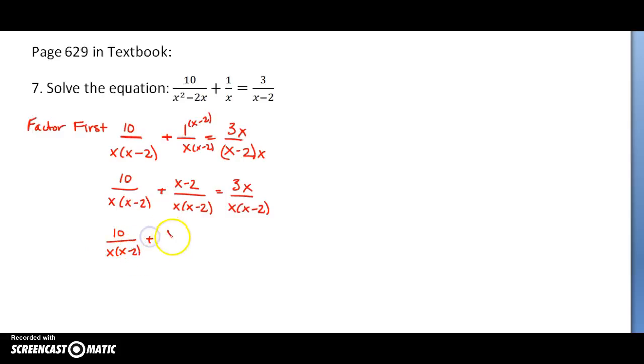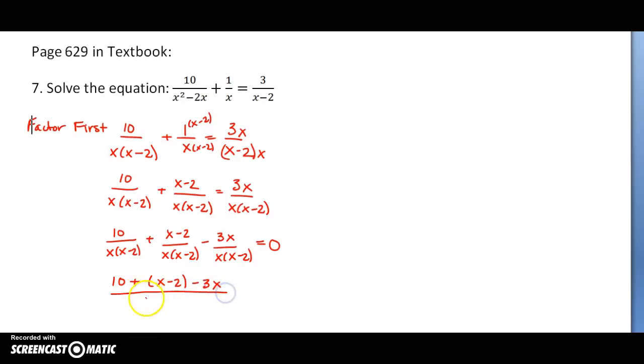So the first thing I'm going to do, and I could have done this at the very beginning, like we did in our bell work, is I'm going to subtract this fraction 3x over x times (x minus 2) so that it equals 0, and now I'm just going to rewrite all of those terms. Again, this is that middle fraction minus 3. All of that is over our common denominator now.